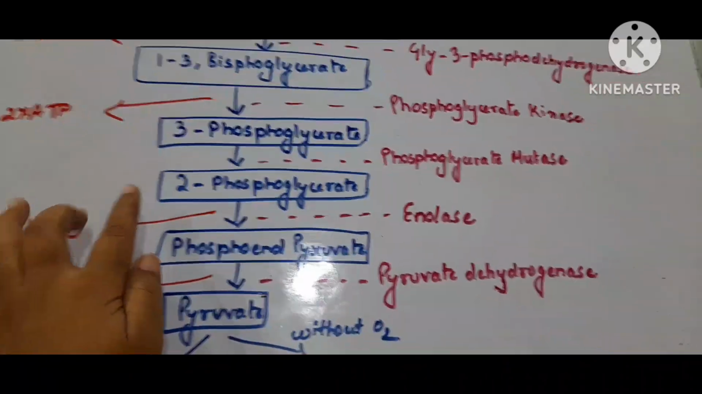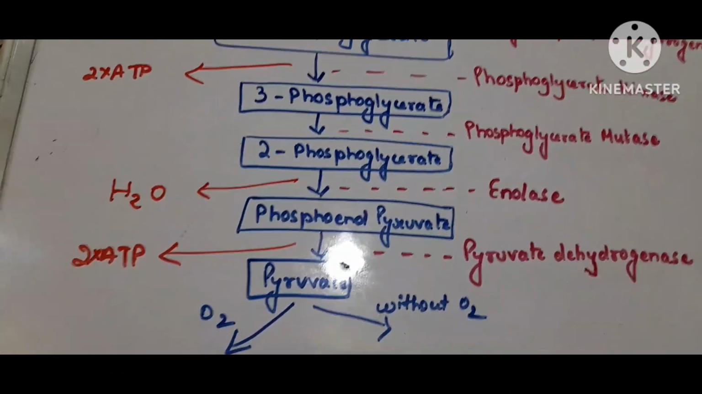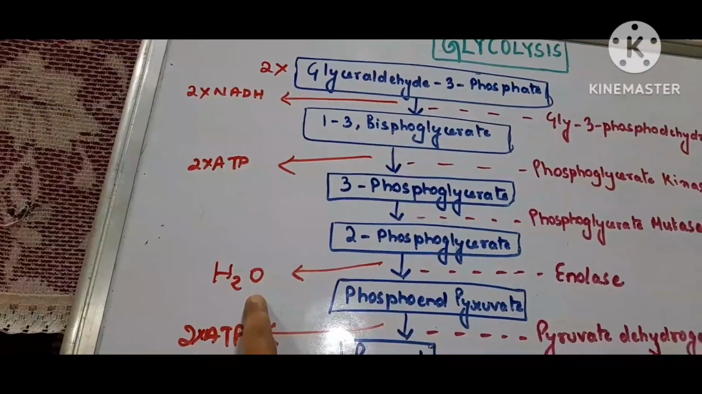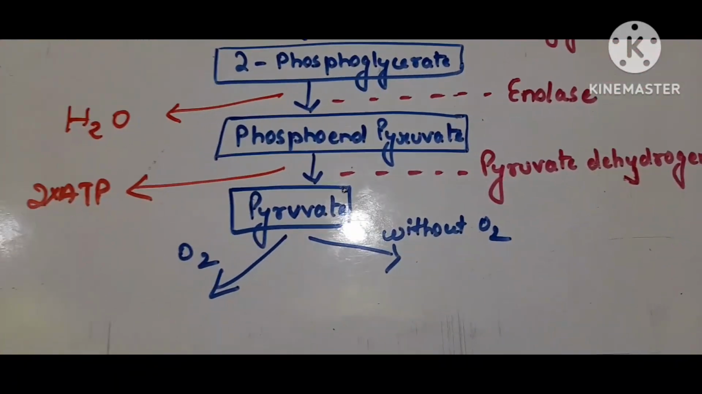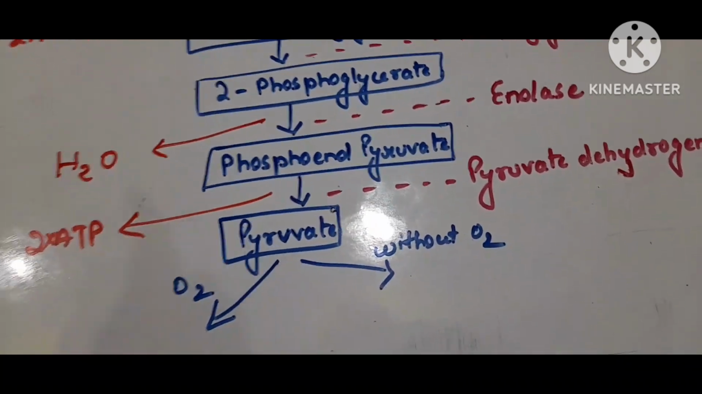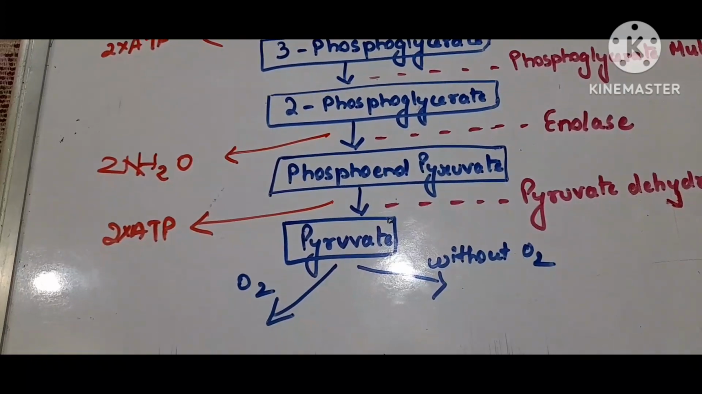Then 2-phosphoglycerate will convert into phosphoenolpyruvate. At this step, the enolase enzyme will be involved and 2 molecules of H2O will be released over here. Here, not one, 2 molecules of H2O will be released.